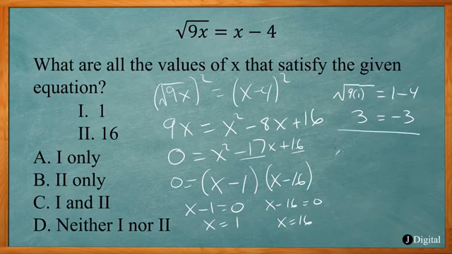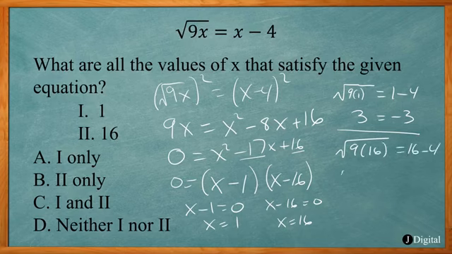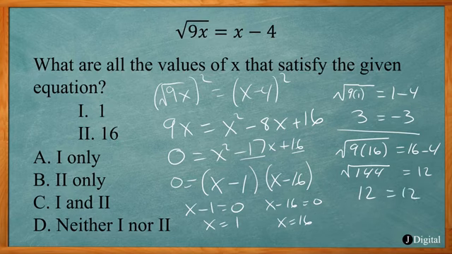Now if I try 16, square root of 9 times 16 equals 16 minus 4. 9 times 16 is 144. 16 minus 4 is 12. Square root of 144 is 12. So 12 equals 12, so that works out. So the only one that works here is 16. So 2 only, or answer B.